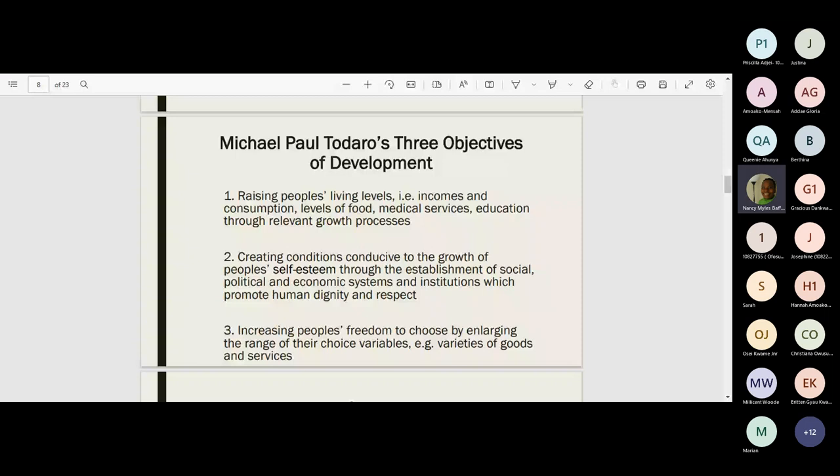Michael Todaro. So there are three objectives of development. Good. One, raising people's living levels, that is, incomes and consumption, levels of food, medical services, education, through relevant growth processes. That is what Priscilla referenced. Michael Paul Todaro. So we have seen, look at the names you've seen so far. That's how you get to know authors in that area.